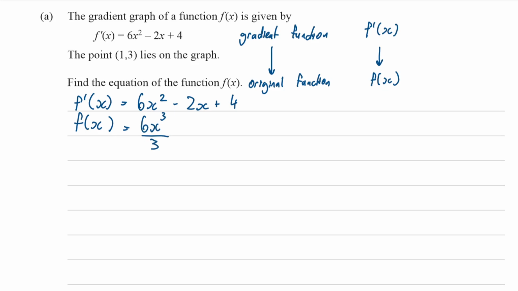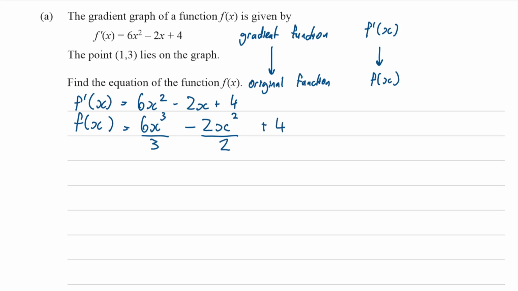So 6, the constant stays the same, 6x to the power of 3. We added 1 to the power of 2, all divided by that new power of 3. Minus 2x, the minus 2 stays as is. We add 1 to the power of x. So reminder, when we don't have a power written, it is implied as power 1. So we added 1 to the power, and we divide by the new power of 2. Plus 4, the plus 4 stays as is.